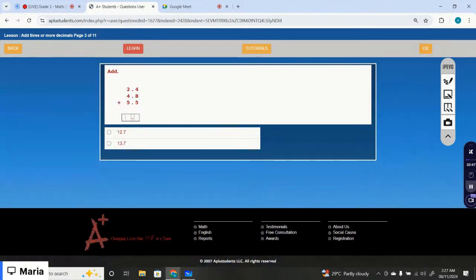The next one is 2.4 plus 4.8 plus 5.5. So just add and write the correct answer in the chat box. So which is the correct option?